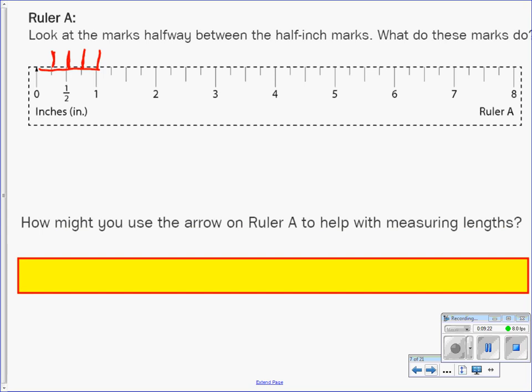So how might we use the arrow on the ruler to help us with measuring? Notice your arrow right here. And what is that arrow pointed to? The 0. So that's where we would start our measuring. If we were going to measure something, we would want to line it up right there where that arrow is at.